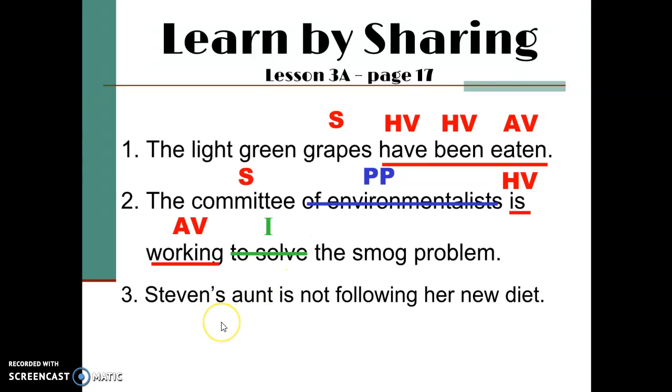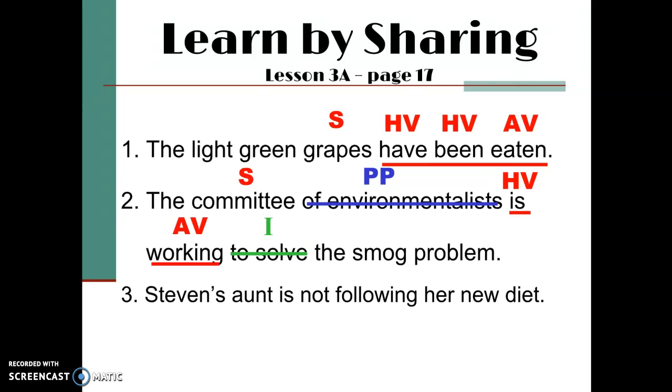All right, our last sentence. Stephen's aunt is not following her new diet. I'm going to start by marking out any imposters, and I don't see any. So now I'm going to look for a verb. Where's an action, or I could see a linking verb. I see is. I'm sorry, is can be helping or linking.